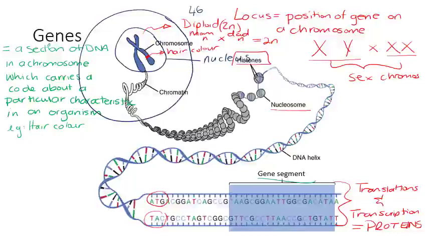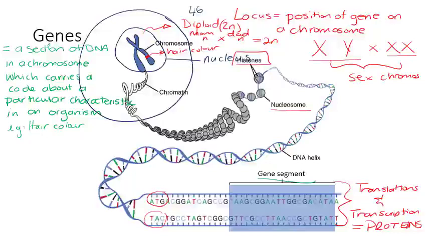Okay, so a gene is a section of DNA in a chromosome which carries a code about a particular characteristic. Wherever that code is found on your chromosome, the location of that code is called your locus. And remember, your locus will be the same for mom and dad.